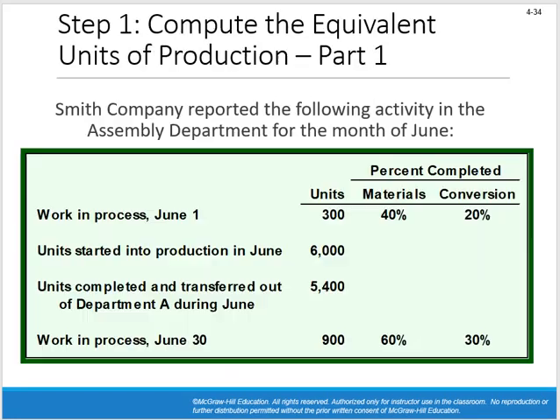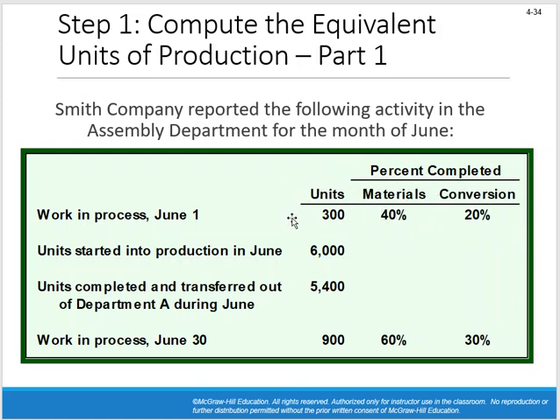So as we do step 1, we're looking at Smith Company as our example, and they reported the following activity in the assembly department for the month of June. So we have our beginning WIP, which is 300 units, 40% complete for materials, 20% complete for conversion. So first of all, a few things here. We need to get used to this format where we keep things in columns. We've got our units, and then we separate out the materials and the conversion, keeping those 2 items in separate columns. Also, I want to note, under the weighted average method, the beginning percentage of completion does not matter.